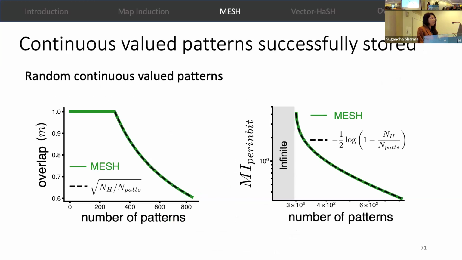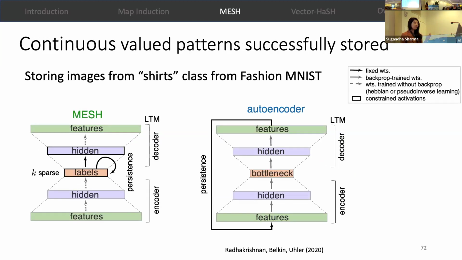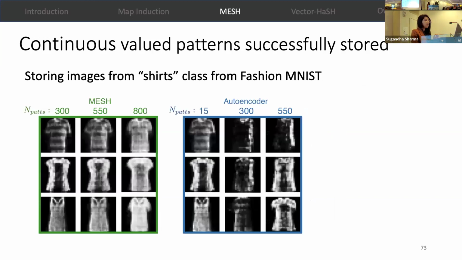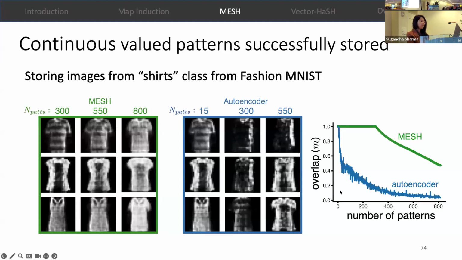We also find that in addition to discrete patterns, MESH can also store continuous value patterns with the same gradual degradation. And in fact, MESH can also be seen as an autoencoder with constrained activations and one-shot learned weights. And when we compare it to a tail-biting autoencoder that also acts as a content-addressable memory, we find that MESH shows gradual degradation of information per pattern and can store many more patterns relative to an autoencoder, which shows this catastrophic drop. And we can also see the same thing numerically.